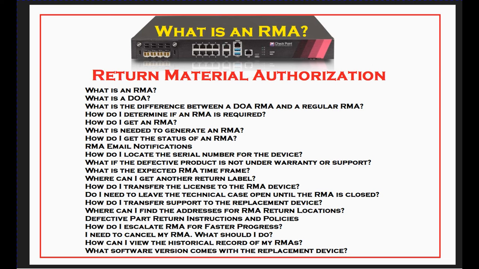So next is, how do I escalate the RMA for fast progress? You need to refer to the article on how to escalate an RMA. So next question is, I need to cancel my RMA. What should I do? Simply, if for any reason the RMA has to be cancelled, you may create an admin case through case manager or send an email to the customer care, with the RMA ID and the reason for the cancellation request.